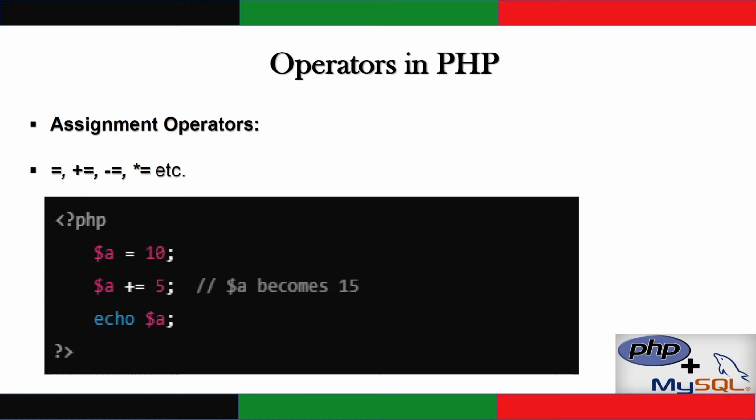Then the assignment operator is the one where we use the equal sign. Then we can have a modified assignment operator, which is an equal sign combined with one of the arithmetic operators, say the plus sign and then the equal sign. Let me try to explain this.